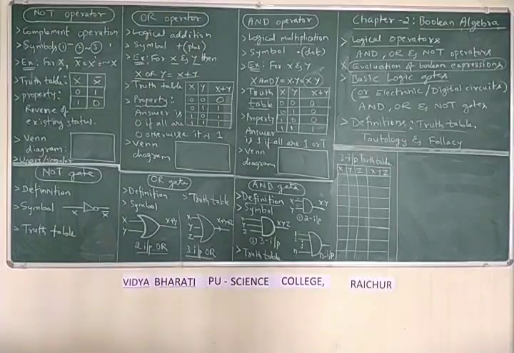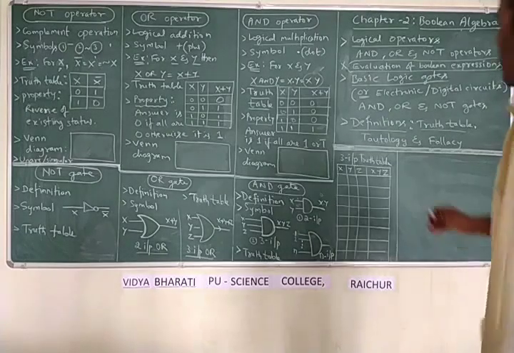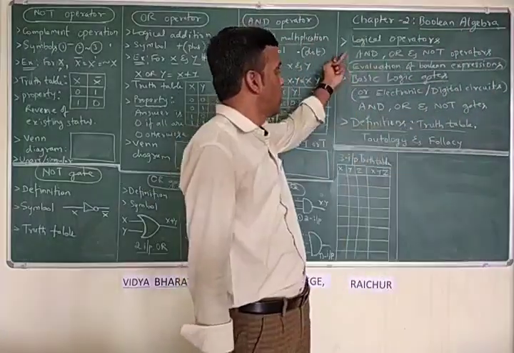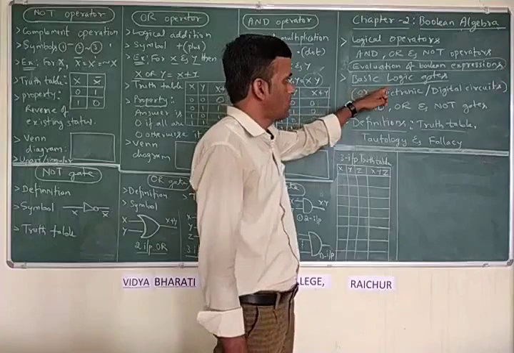Hello students, in the last class I started the new chapter, Boolean Algebra. So we will continue that chapter. Today in this class we are going to see two topics. One is logical operators, second one is logic gates.